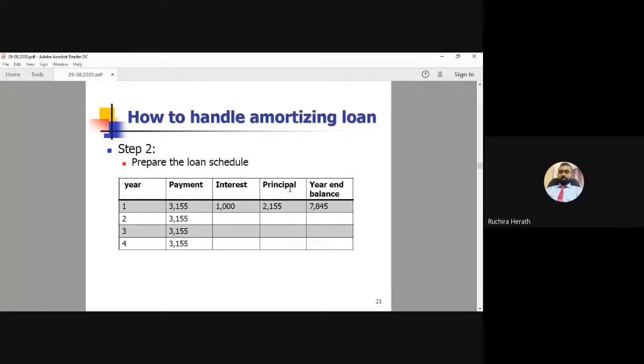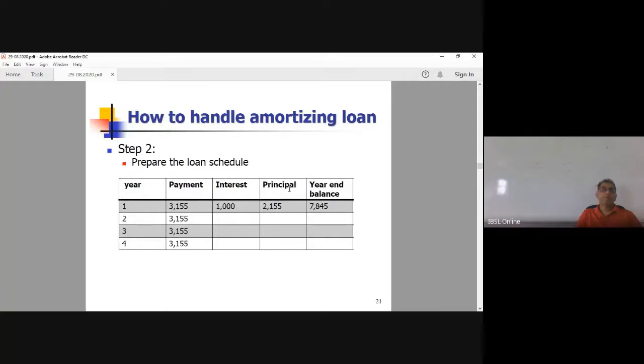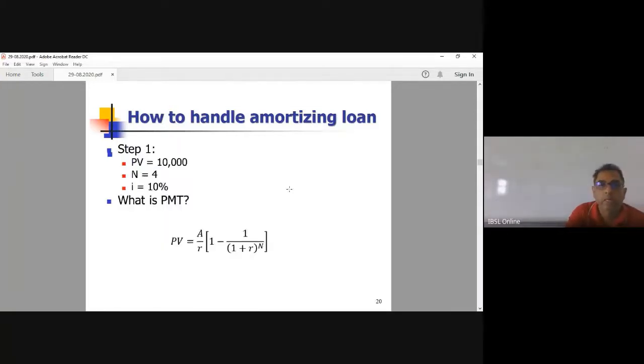Yes, but when it comes to this formula, what is A stand for? A is the amount of this 3,155. That's what you're looking for. Is that right? Let me see. No, the amount of the loan. Sorry.